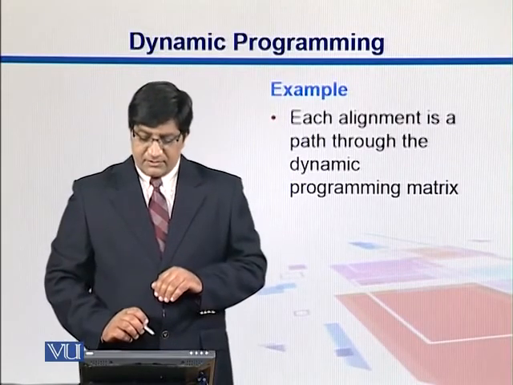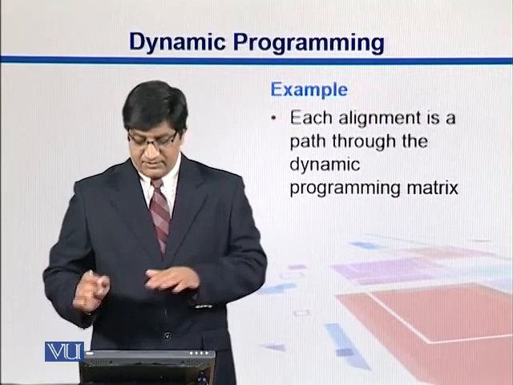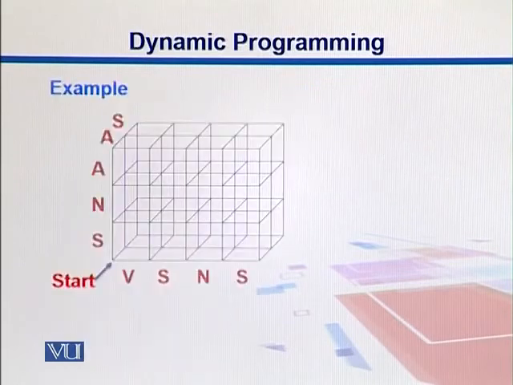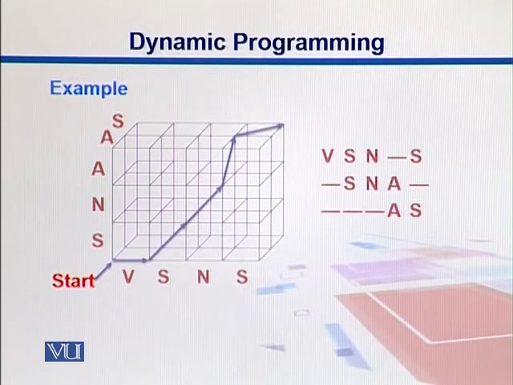Each alignment is a path through the dynamic programming matrix. It looks like this. For example, we start from here. We have 3 sequences. They are the 3 dimensions of this matrix. So we move here, and this is the most probable path, and we come up with the alignment. It comes like this.